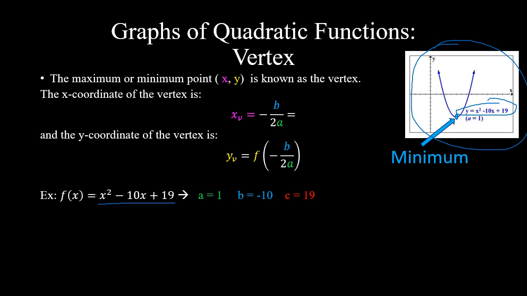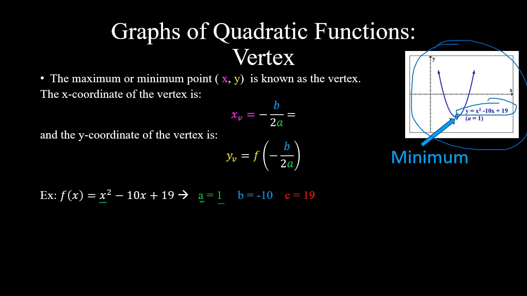The first thing you should always do when you're dealing with a quadratic function and you're trying to graph it is you should write down your a, your b, and your c. Okay, so I'm going to look at my quadratic function here, x squared minus 10x plus 19, and I'm going to find my a, my b, and my c. I know my a is the coefficient that comes before my x squared term. It's that invisible 1, so my a equals 1.